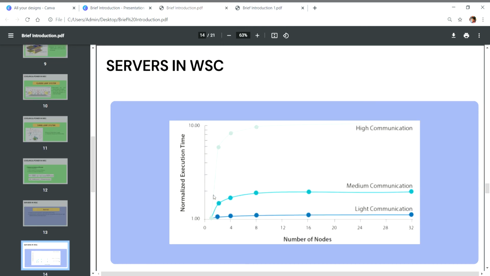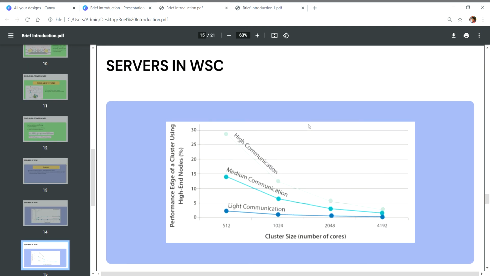For this first figure, this is the execution time for the parallel task as the SMP nodes increase, for three levels of communication intensity. The execution time is normalized to a single node case and plotted on a logarithmic scale. To compare with this, figure 2 is the performance advantage of a cluster built with a large SMP server. Note this one is 128 cores, a 128 core SMP cluster with the same number of processors as the low-end server nodes with 4 core SMP for clusters of varying size.